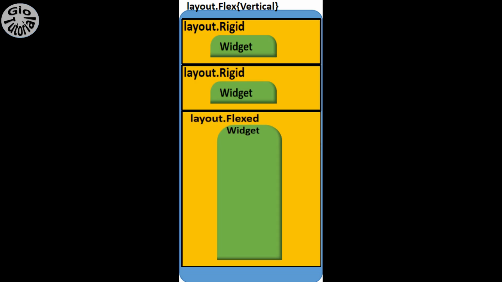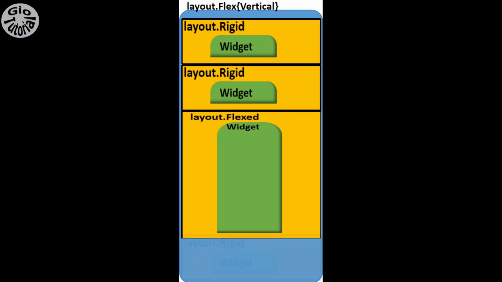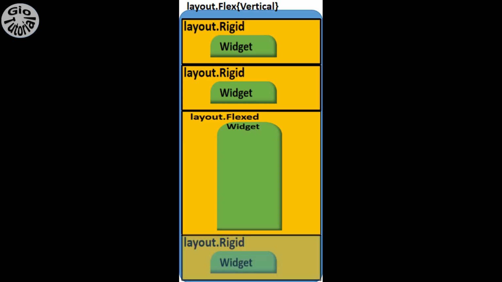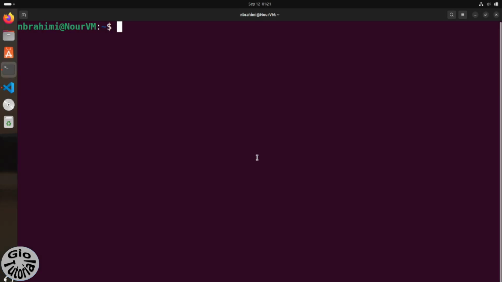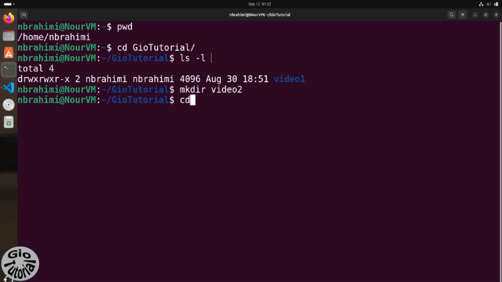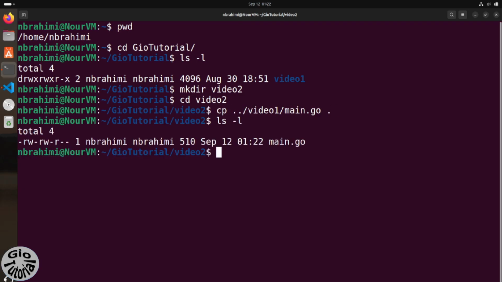Later we have another rigid. This one will push the flexed structure to make enough space for itself. And since the flexed is flexible, it will be resized down to make room for the third rigid. We will see it better once we switch to coding, so stick around, there will be more and interesting examples ahead. Same as we did last time, I will create a folder for this video. I will copy the code of the previous video and work on it for this one.